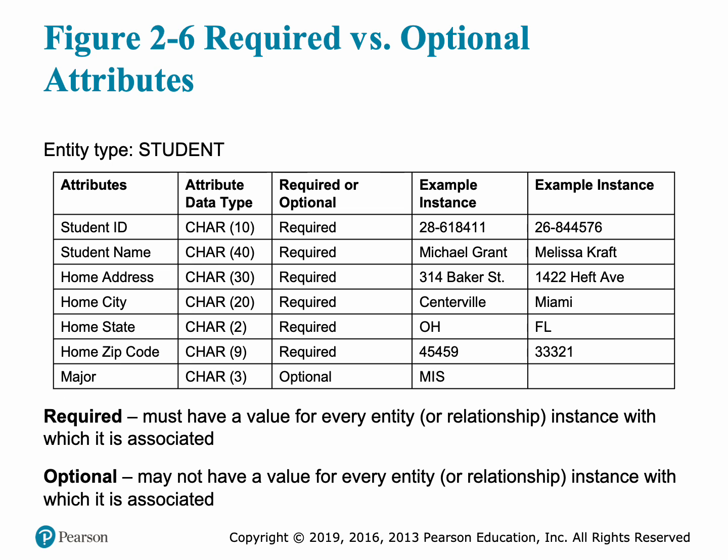So what is required? It must have a value for every entity or relationship instance with which it is associated. A student must have a student ID number. Otherwise, that individual is not a student of the university. If a student has an ID number, then the student has a name, an associated address, the city, the state, the zip code, and the major: computer science, data science, artificial intelligence. Optional may not have a value for every entity or relationship instance with which it is associated.